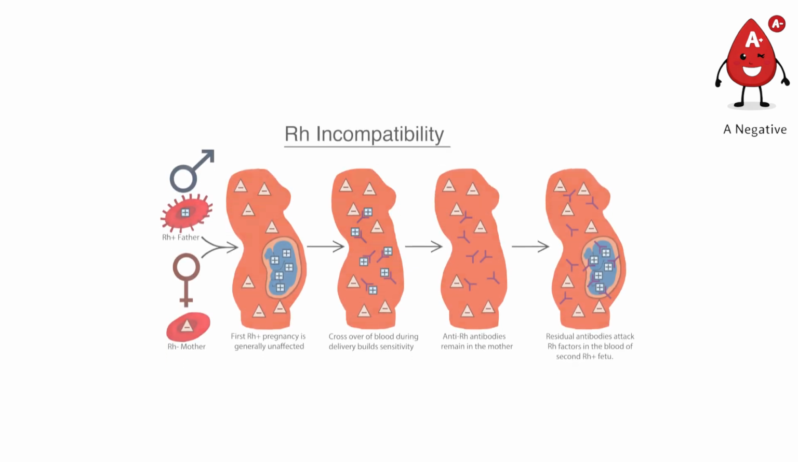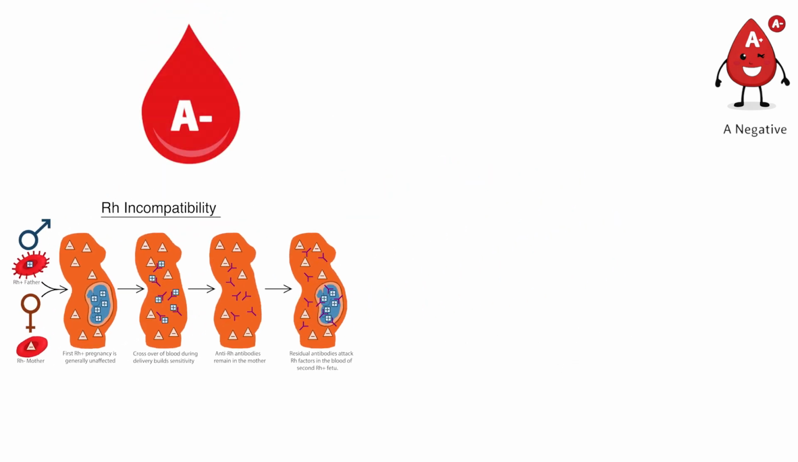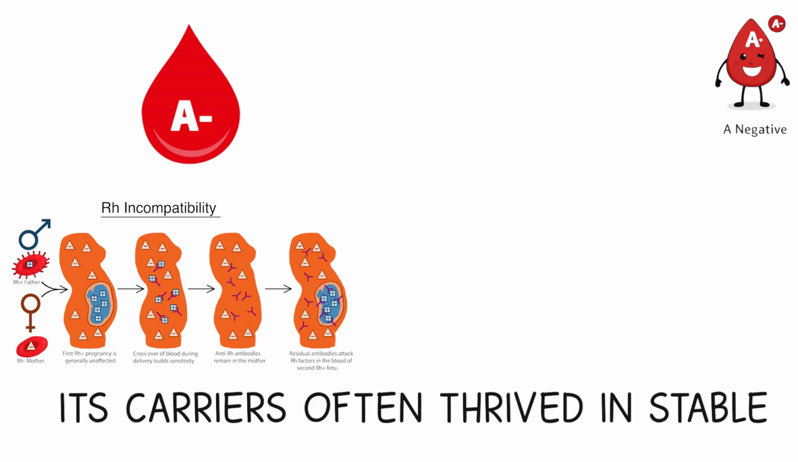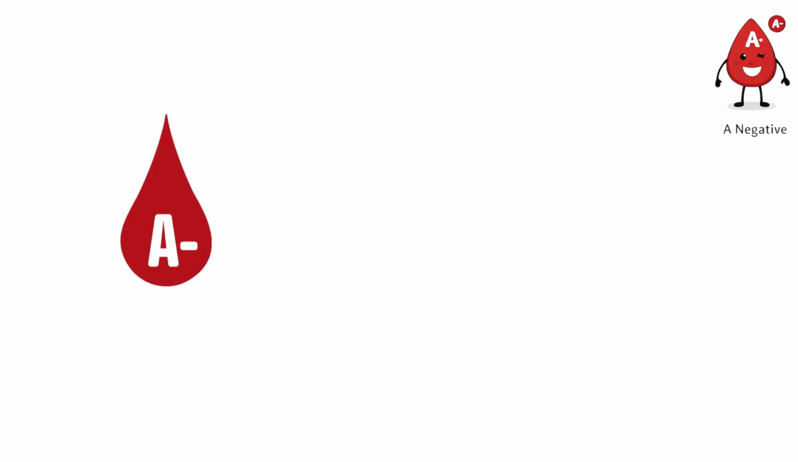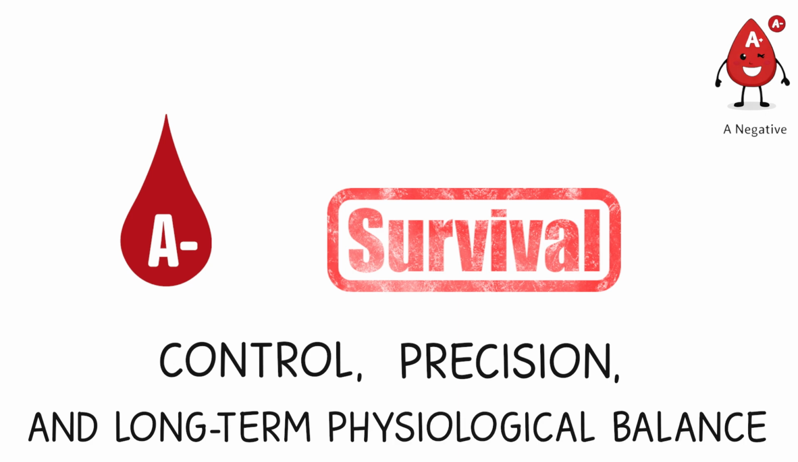Although Rh incompatibility introduced reproductive challenges, natural selection preserved A negative blood because its carriers often thrived in stable ecological niches. Evolutionarily, type A negative reflects survival through control, precision, and long-term physiological balance.